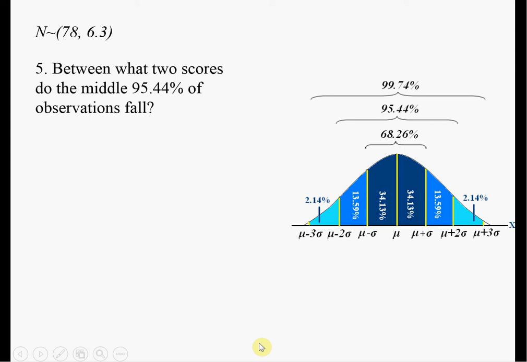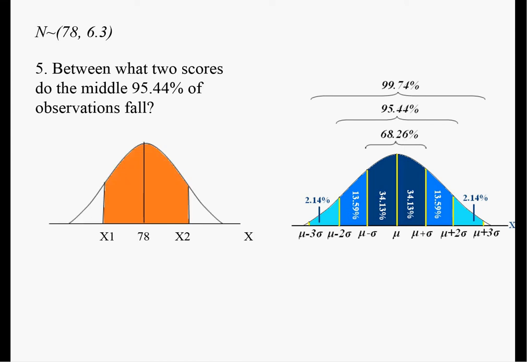Question number 5. Between what two scores do the middle 95.44% of observations fall? So this question is really similar to the first question. The first question asks us between what two scores do the middle 68.26% of cases fall. But this question tells us between what two values do the middle 95.44% of cases fall. Okay, let's first draw this diagram such as this.